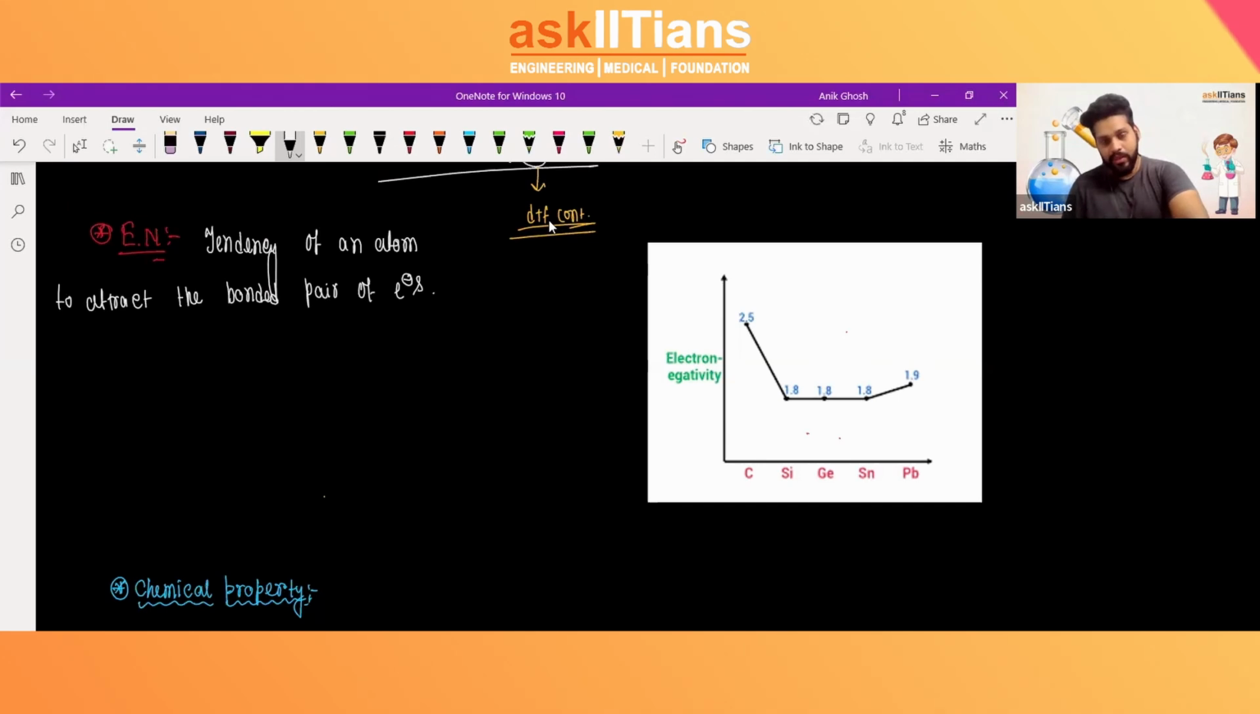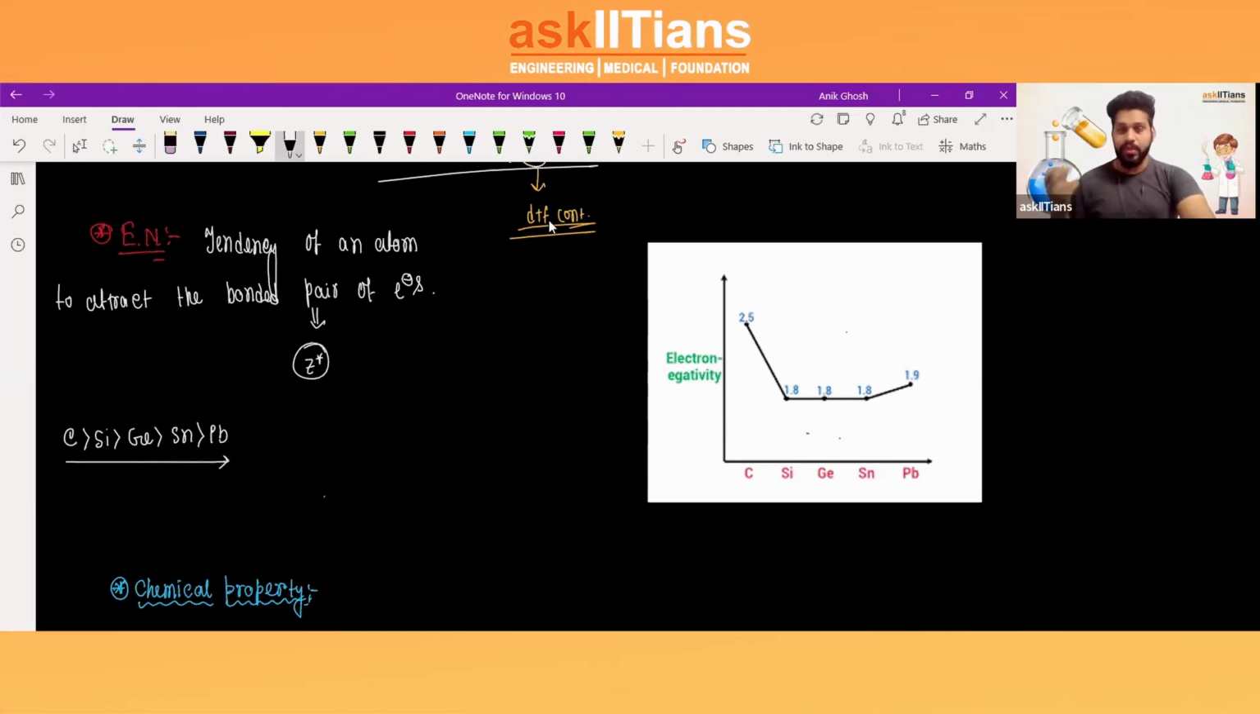That is called electronegativity. So, guys, this should be proportional to Z star. This should be proportional to the nuclear charge. So, our expectation is carbon, then silicon, then germanium. As you know, the more you go down, the size is increasing because the nuclear charge is not that effective. Correct? This is the expectation that we have.